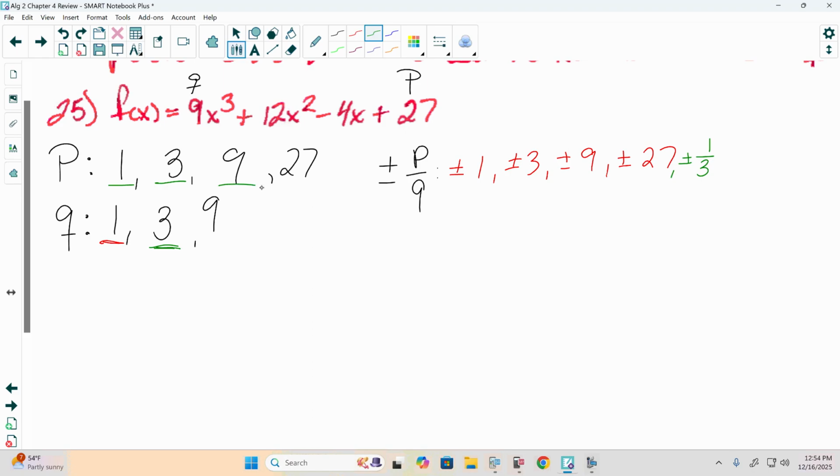Then we would do 9 over 3. 9 over 3 reduces to 3. It's already listed. We don't have to write it a second time. And lastly, 27 over 3. 27 divided by 3 is 9. It's already listed. We're done with that one.